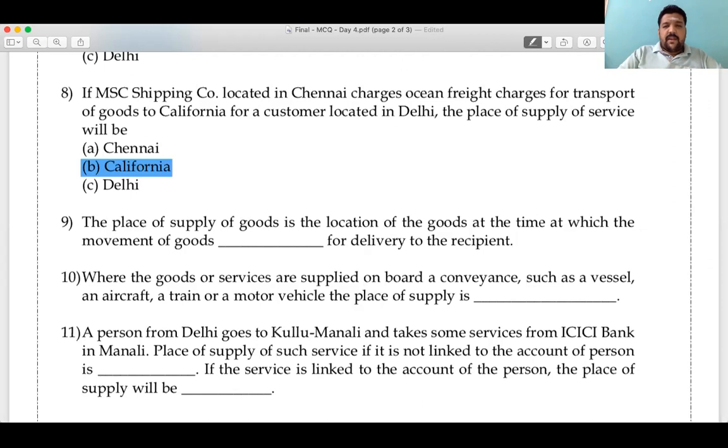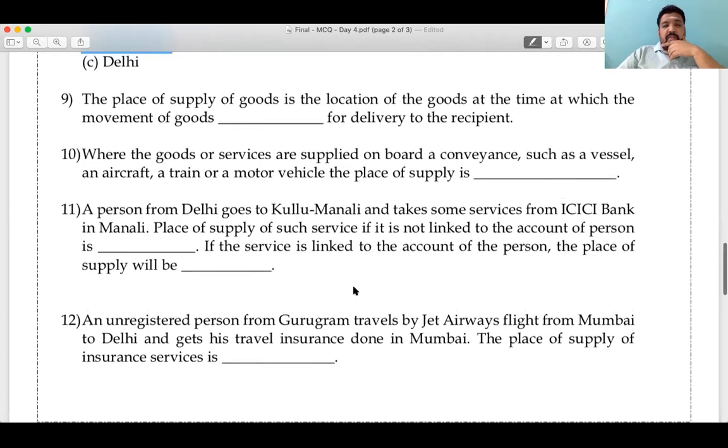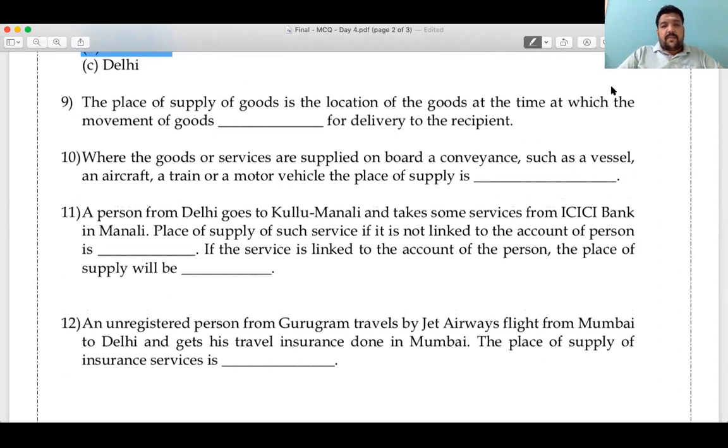Come back here. We'll take up the last few questions that we have, another 6 questions on this topic to close, to get into further discussions on some more practical problems. MCQ. The place of supply of goods is the location of the goods at the time at which the movement of goods dash for delivery to the recipient. In my view, the easiest question.